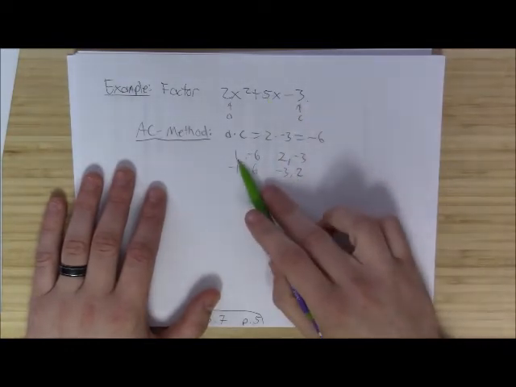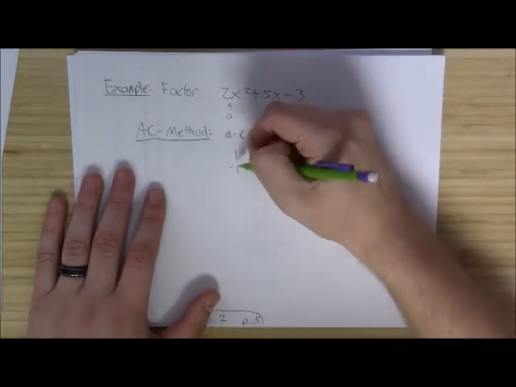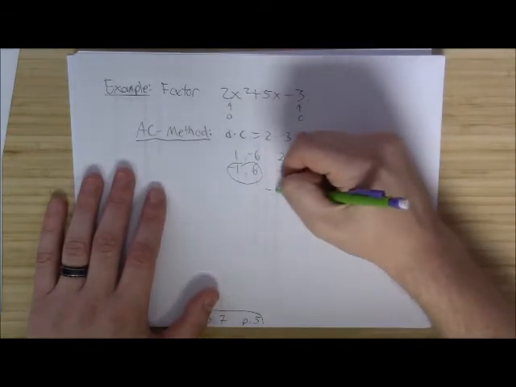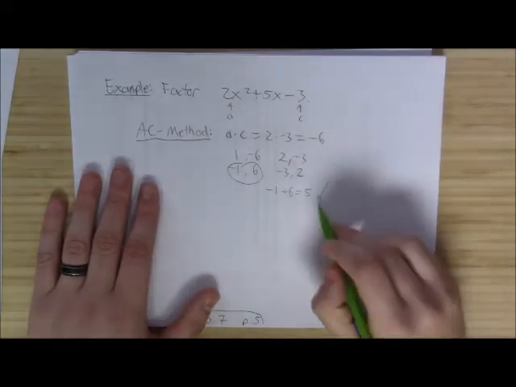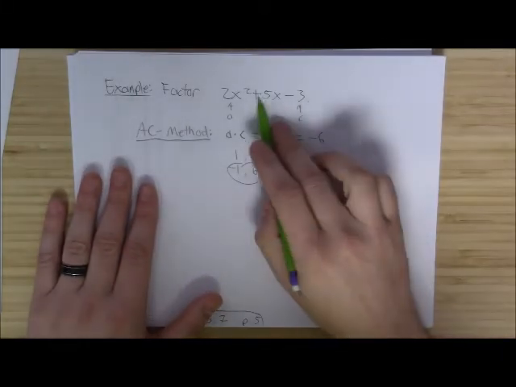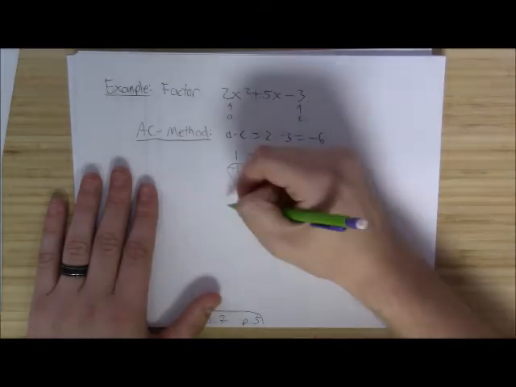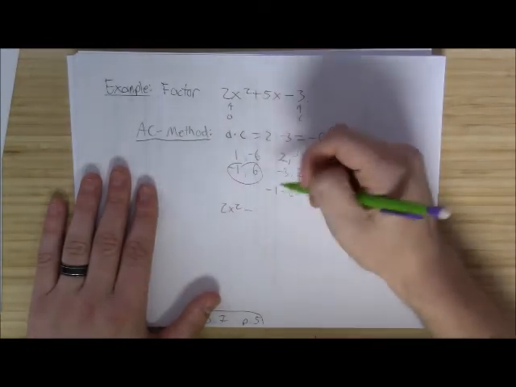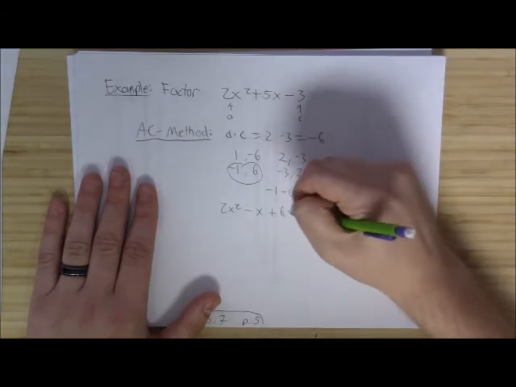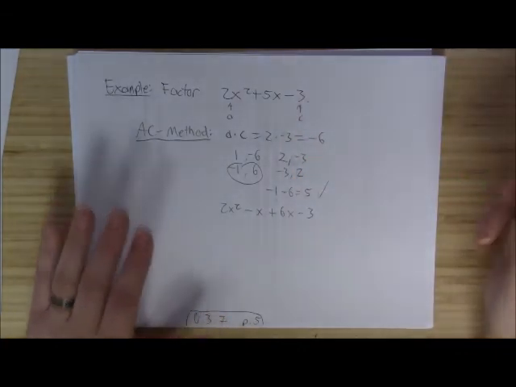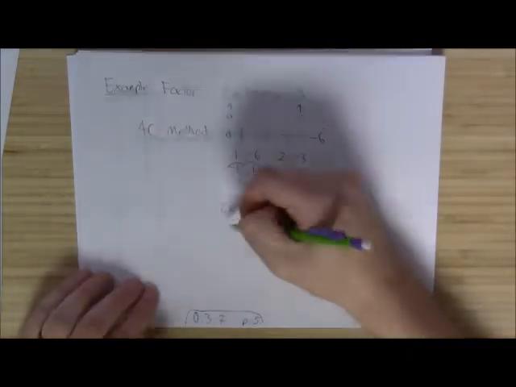Well, we notice here that negative 1 and 6, when added, give me positive 5. So those are the factors I want. So what I'm going to do now is split 5x into those factors. So I have 2x squared minus x plus 6x minus 3. And then what I do is I group them.